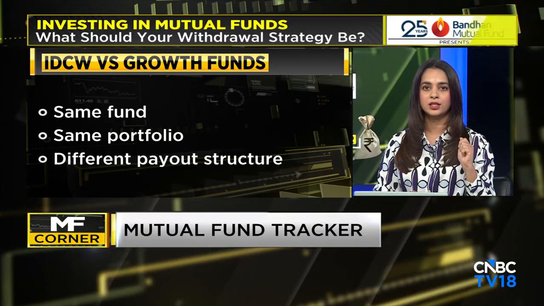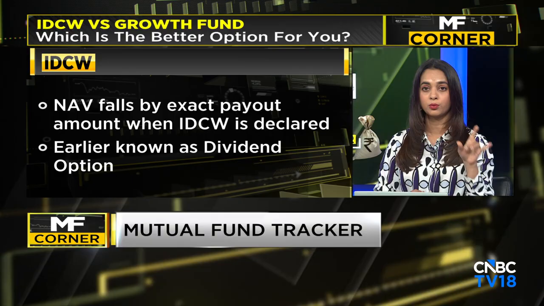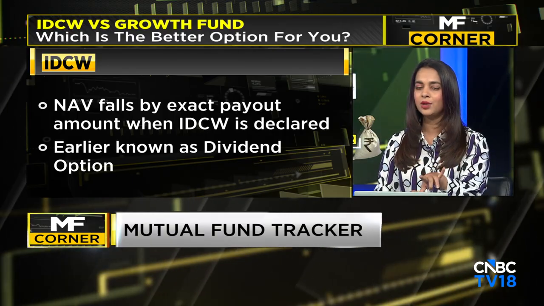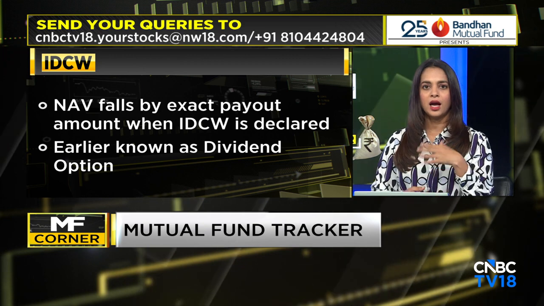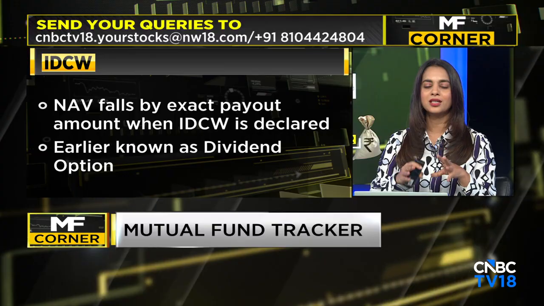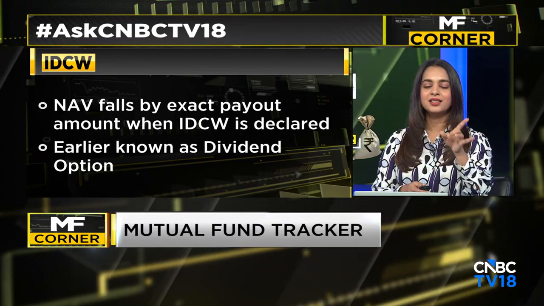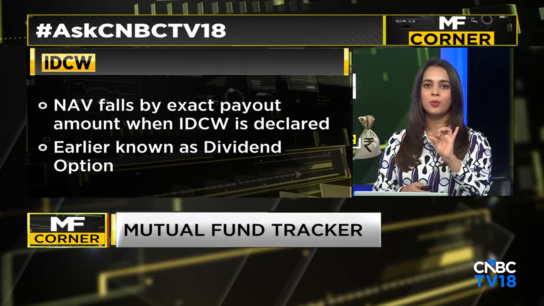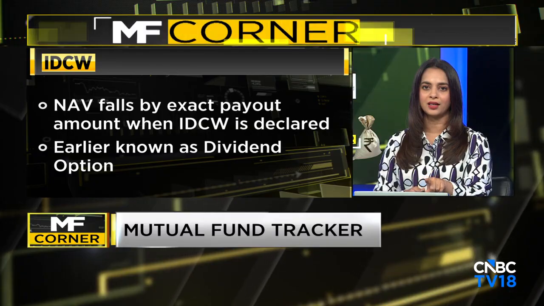Until 2021, it was called the dividend option. Then it was renamed, and it came in as income distribution cum capital withdrawal. Because of this, more clarity came in on what IDCW does. When they pay out these dividends, by exactly that amount the dividend is paid out, the NAV of the fund also will come down by that amount as well.